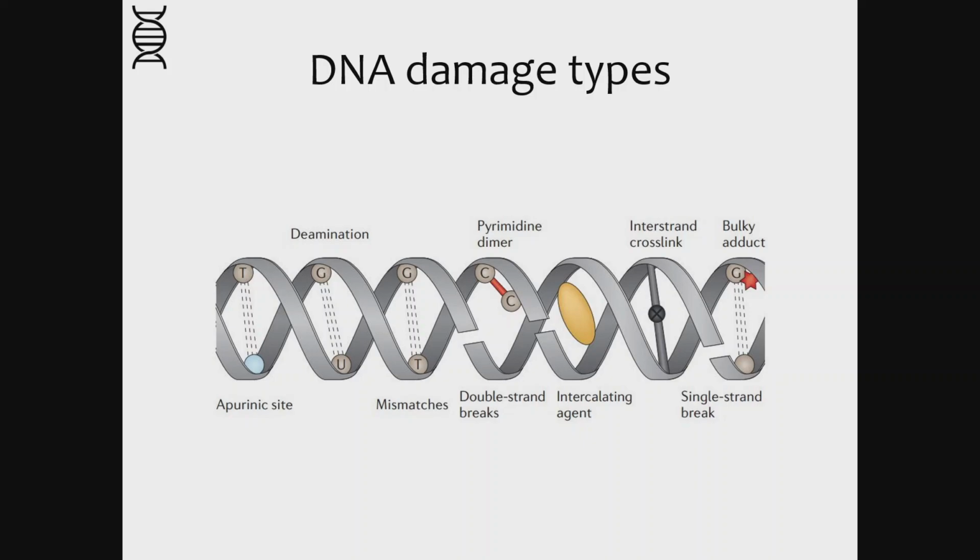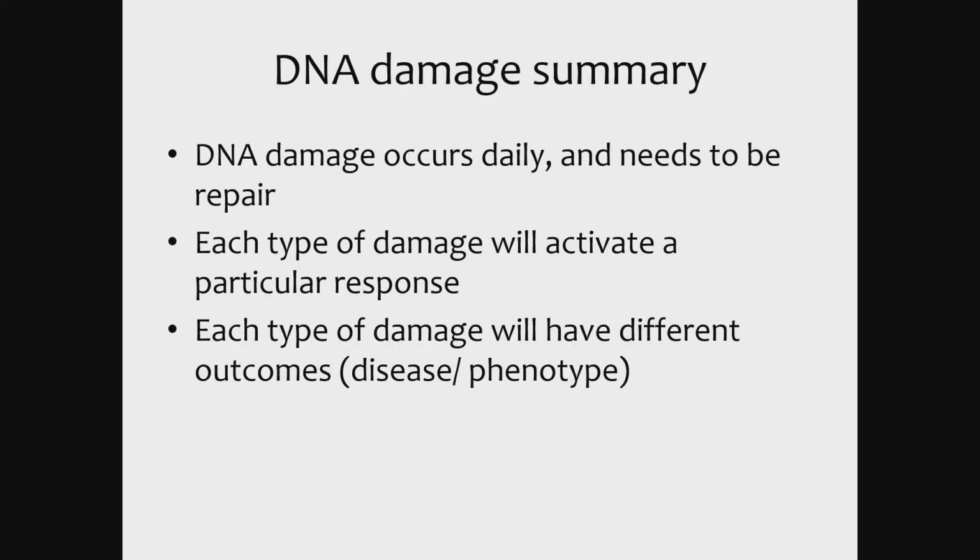We can have intercalating agents, and most of the cancer drugs that we use today are these kinds of intercalating agents that disrupt our DNA and try to send the cell to kill itself, to apoptosis. Single-strand breaks and bulky adducts that can be oxidation or other types of things. So it can happen every day.